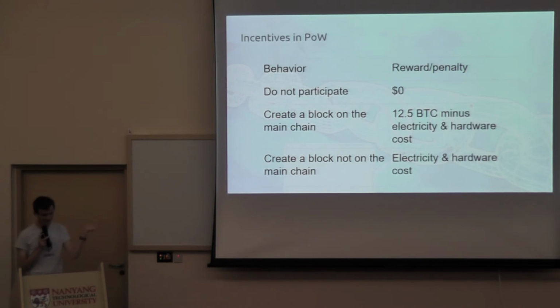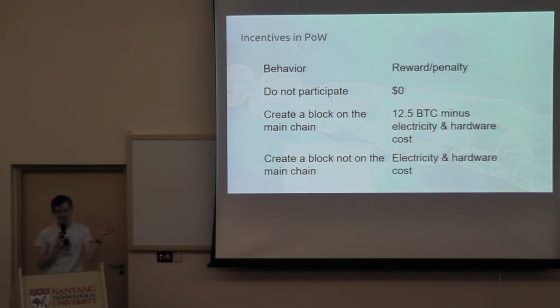So, incentives and proof of work. First of all, there are basically three things that a miner in a proof of work system can do. One of them is they do not participate. If you do not participate, you get a reward of 0. Make sense? Who here does not understand the idea that if you do nothing, you get a reward of 0? Okay.